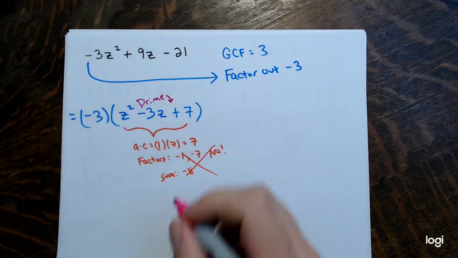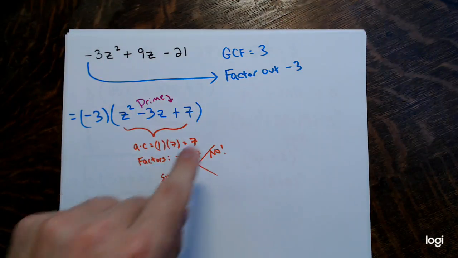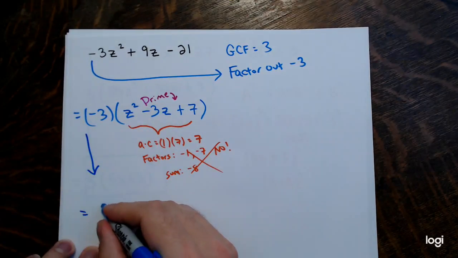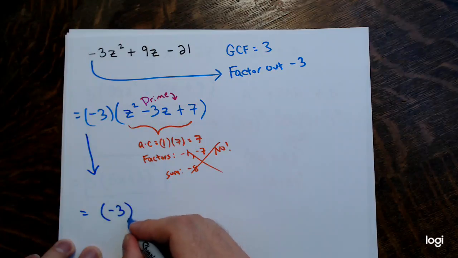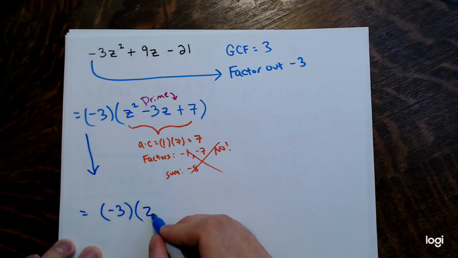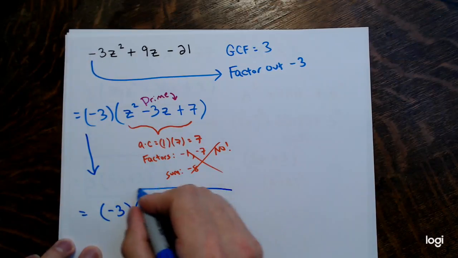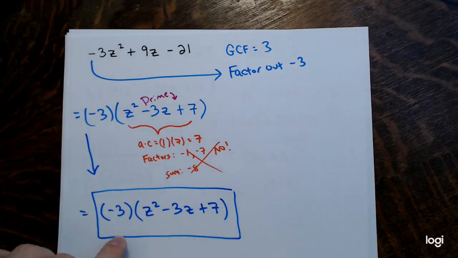Right? So this guy in the parentheses is prime. So that factoring out of -3, that is the only factoring I can do in this particular problem. So I pull out -3 times, and then again it's z squared minus 3z plus 7, and then that would be it. That would be this polynomial factored over the integers completely. I'm done. Alright, now I've got just 2 more examples.